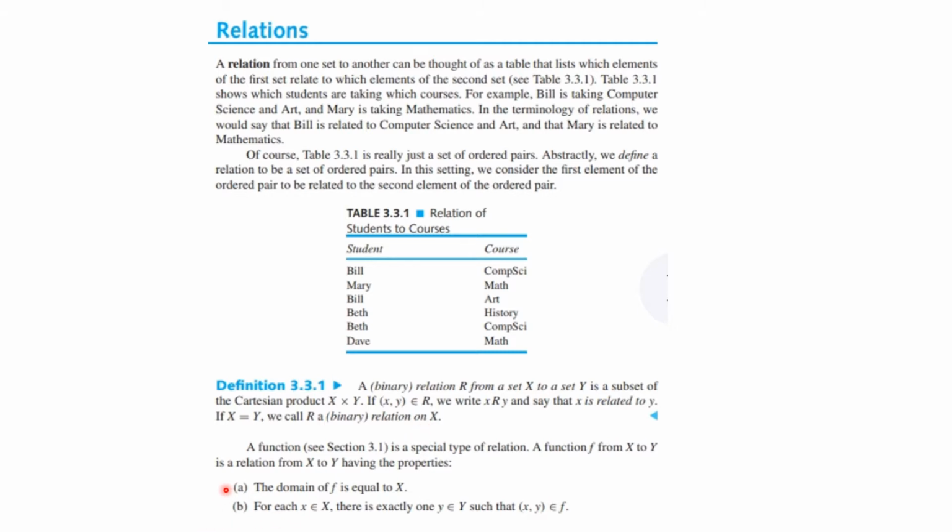Now, a function is a special type of relation, but for each x in X, there's exactly one y in Y, such that (x, y) is an element of f. That's not the case in this relationship, because you can see that Bill is taking both computer science and art, and Beth is taking history and computer science, and so on and so forth.